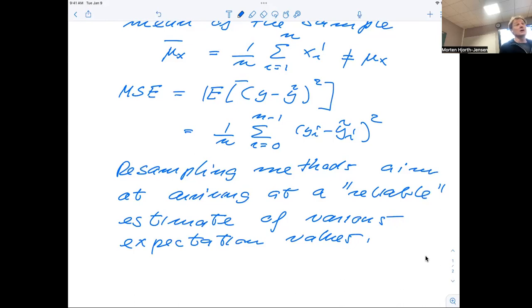So the bootstrap is a method which you can show actually converges to the correct expectation values if you have identically distributed and independent events. This is what in statistics is called IID. That means that all the events have the same probability distribution.